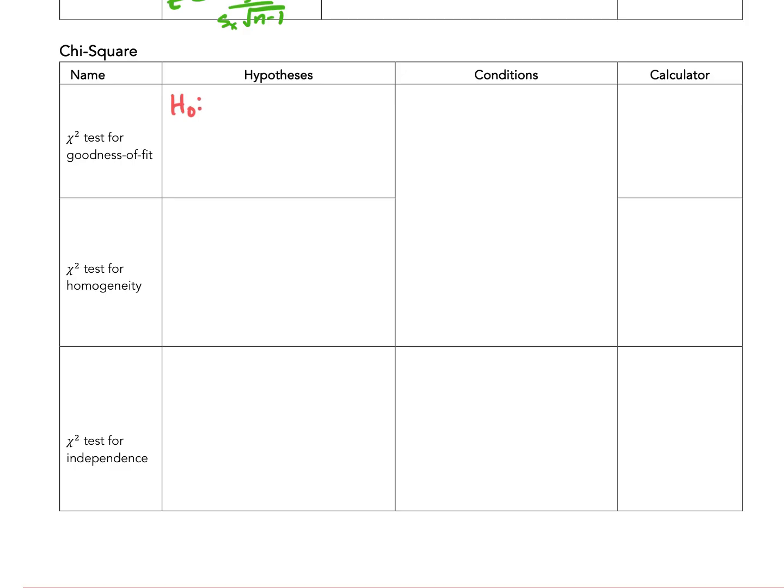All right. Chi-square test, there are no formulas for your test statistic other than chi-squared equals the sum of observed minus expected squared over expected.